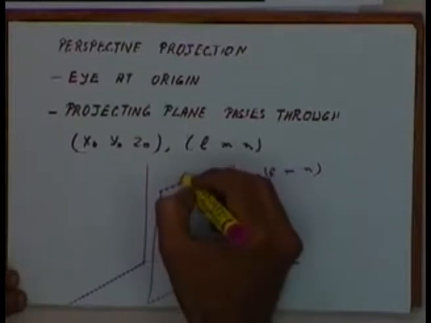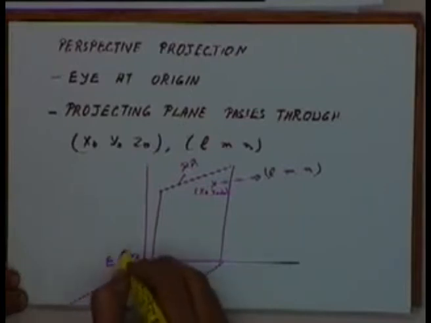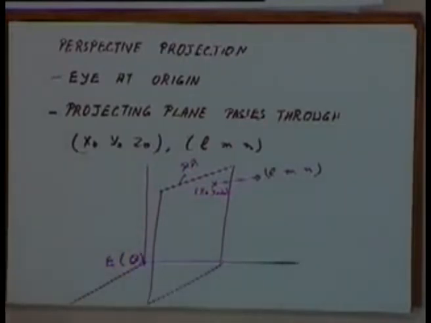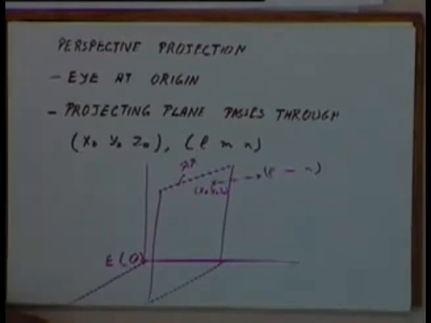This is our projecting plane and this is the location of the eye, that is at the origin. Now we want to find out the transformation matrix for this case. Any suggestions on how to find the transformation matrix?